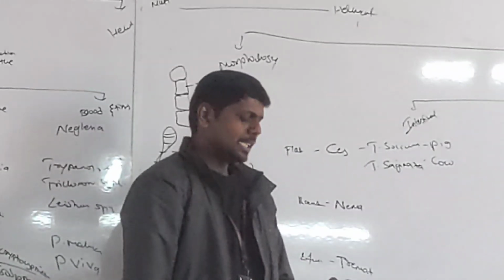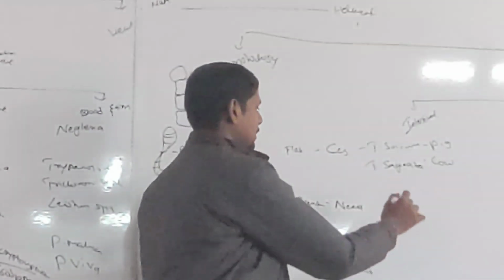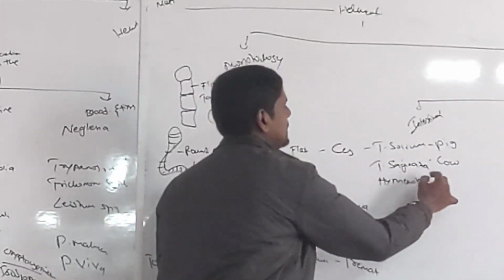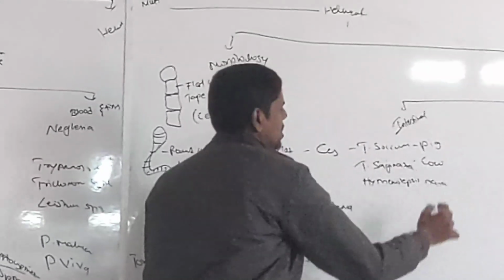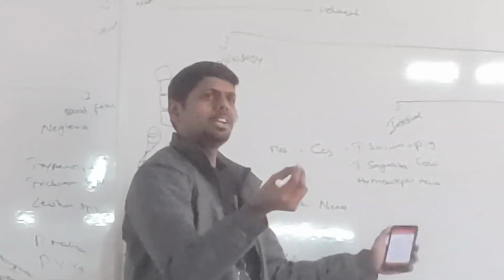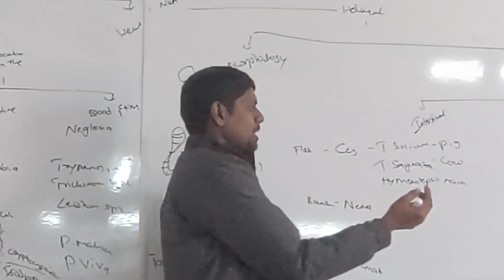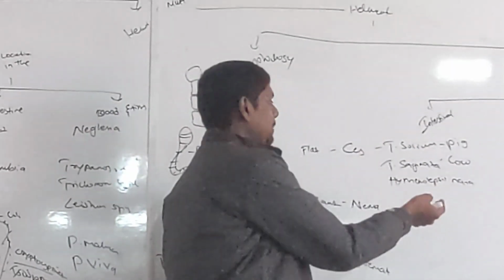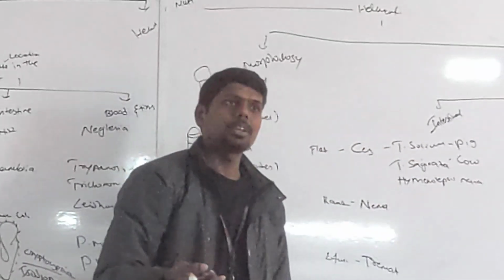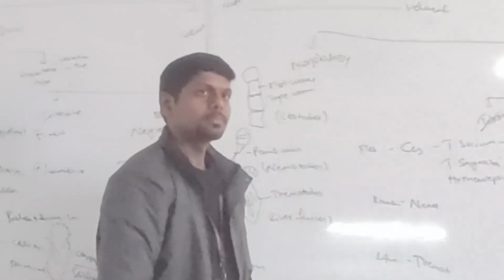There are other species, Hymenolepis nana. Hymenolepis nana. So, Hymenolepis means this is a rectal infection. Near the rectum of the patient, the hymen layer of the rectum will have a parasite hanging outside, and that is Hymenolepis nana. That is a cestode, that's a platyhelminth.